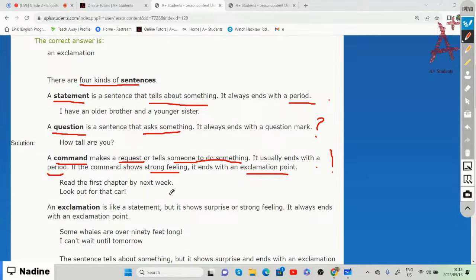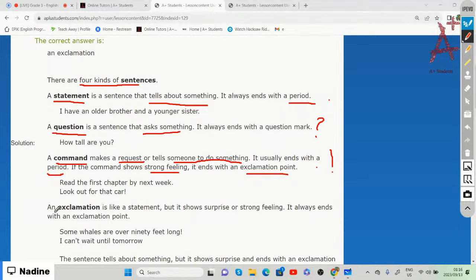So read the first chapter by next week, right? That is your teacher telling you that you need to read the first chapter by next week. It's a request. But now, if we are showing strong feeling, right, we can say, look out for that car! So they're telling you to look out for the car, but with more feeling, right? And you'll also hear the tone will change.